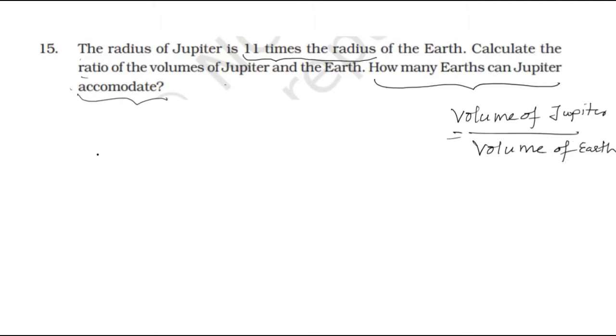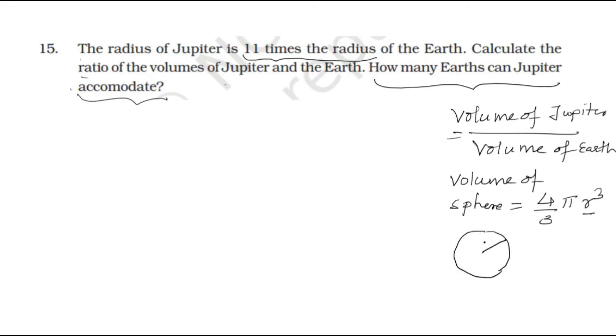Now you must have studied in mathematics the formula to find out volume. Now what is the volume of a sphere? Volume of a sphere can be given by the formula 4 upon 3 pi r cube. Right? So what is r then? R is the radius of the sphere. If this is the sphere, not a circle, then this is r. So the volume of a sphere can be given by the formula 4 upon 3 pi r cube.